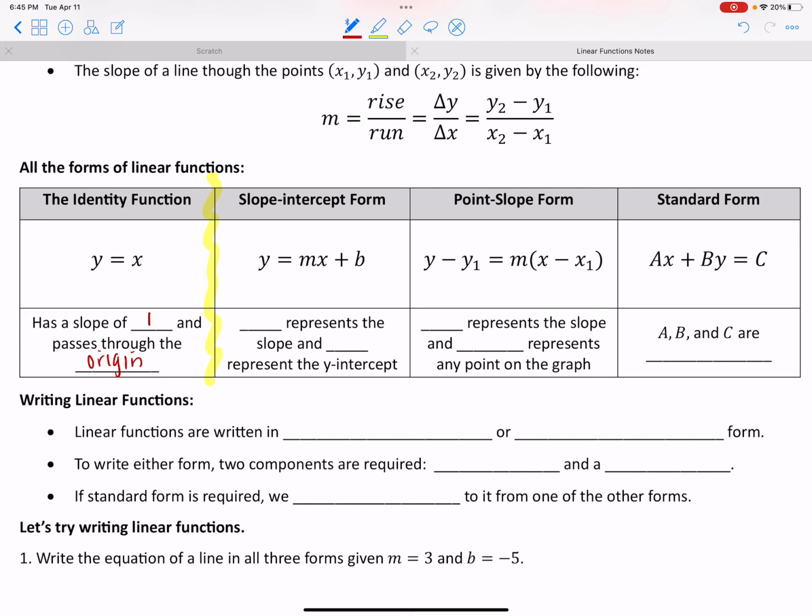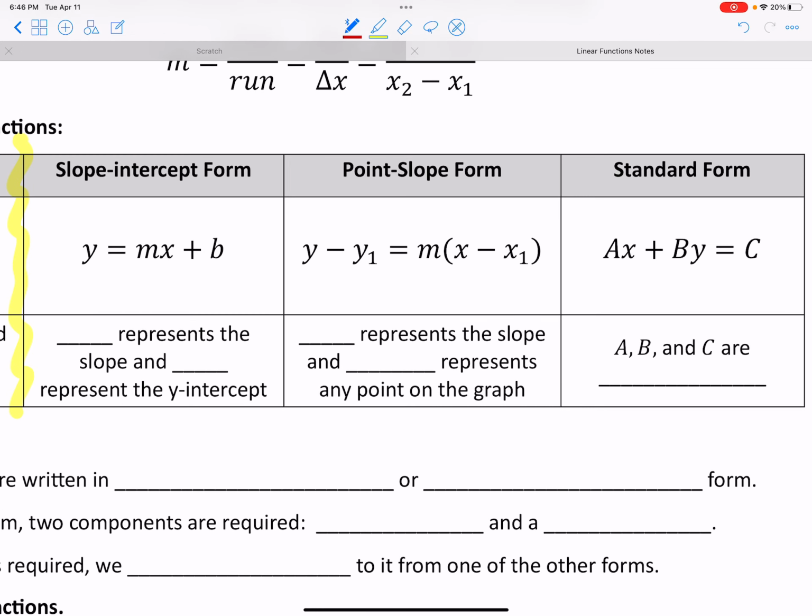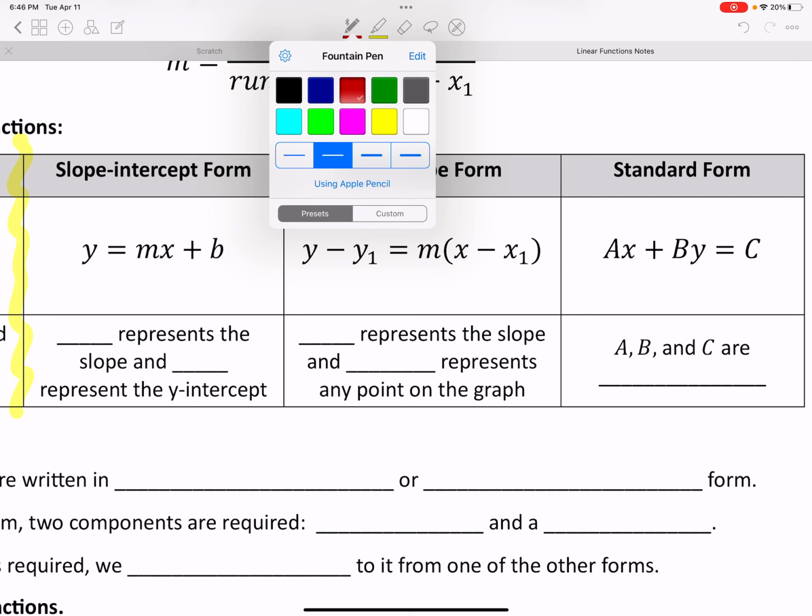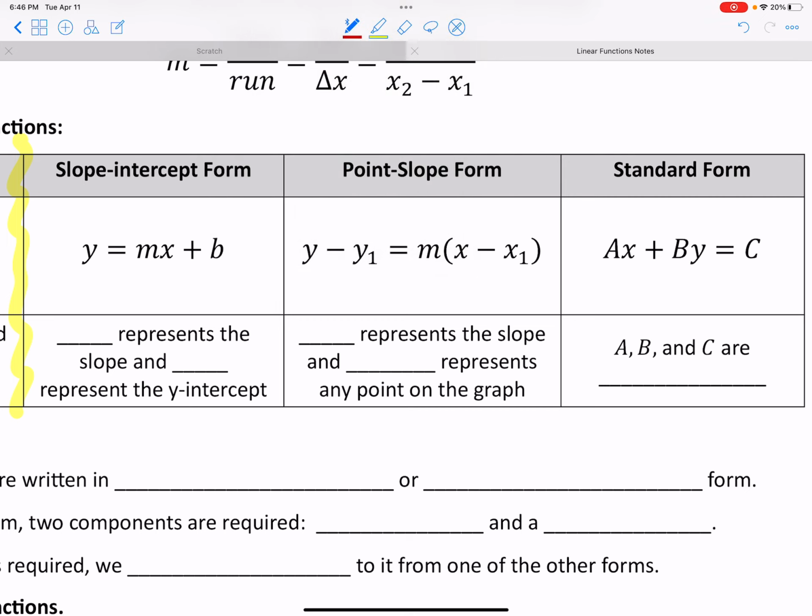Now that's just the basic linear function, parent linear function that we should be familiar with. All other linear functions are just some transformation of that one. But the next three forms are actually formulas, two that we can use to write linear functions, and one is just a form that we see linear functions in. And so the slope-intercept form, this second box, is the first form or formula that we could use. We call, again, slope-intercept form, that's y equals mx plus b.